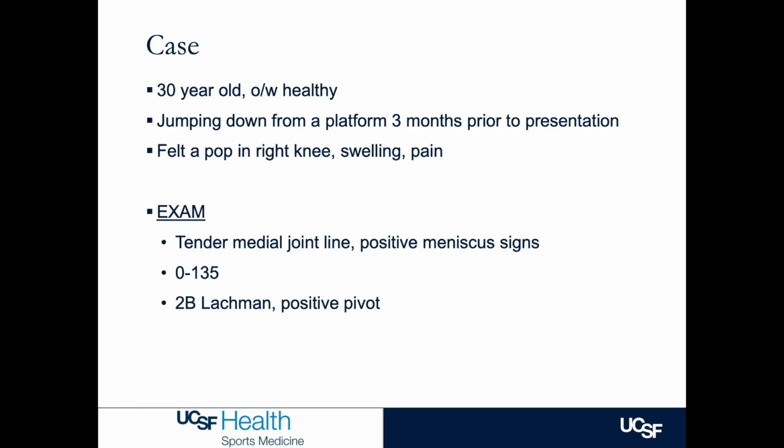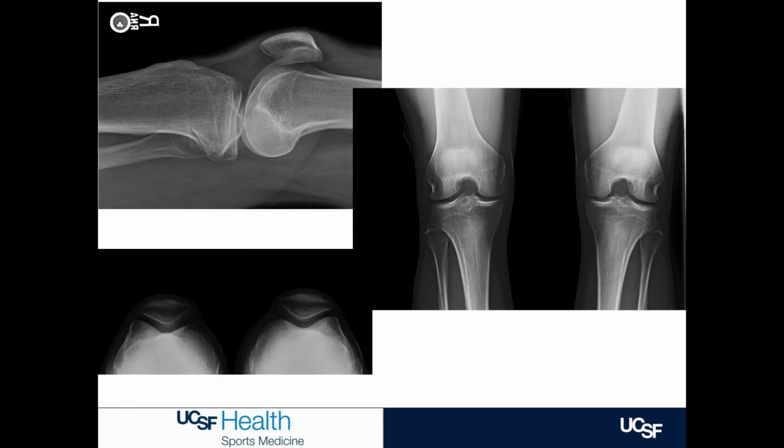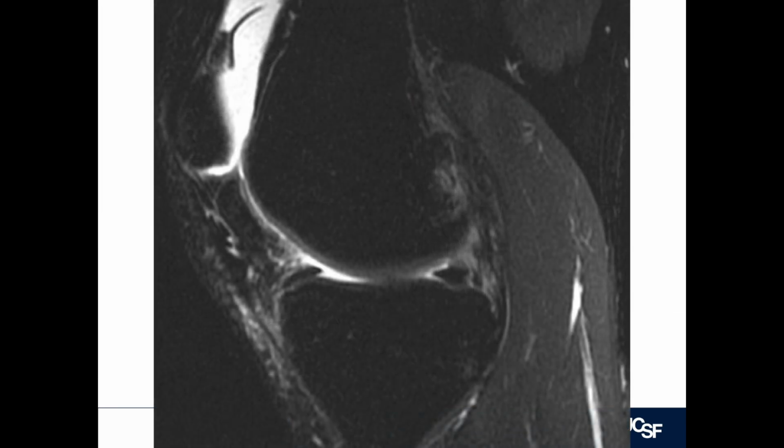His exam on presentation showed a tender medial joint line with some positive medial meniscus signs. A range of motion from 0 to 135 degrees, but some obvious anterior plane instability with a 2B Lachman and a positive pivot shift. His x-rays were unremarkable, a healthy knee, and MRI showed these findings.